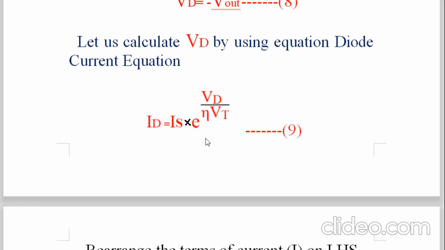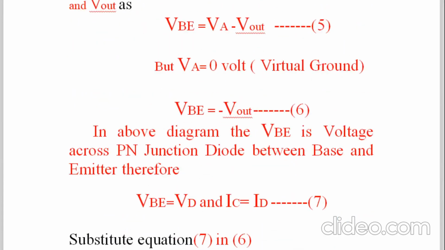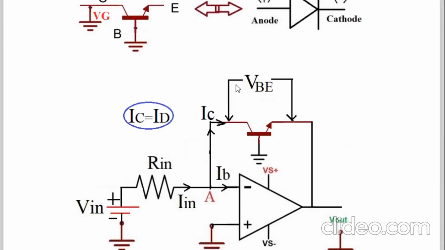Here in this way, we have to now rearrange the terms. So let us see here. Rearranging the terms, current on the left hand side, ID and IS we will take on the left hand side. e raised to VD divided by eta into VT. But again here you don't forget what is VD. Try to understand. What is VD? VD is nothing but the voltage across a diode which exists in between base and emitter.